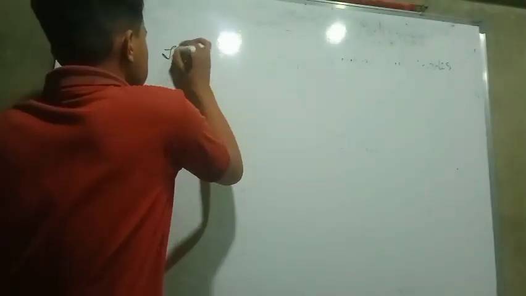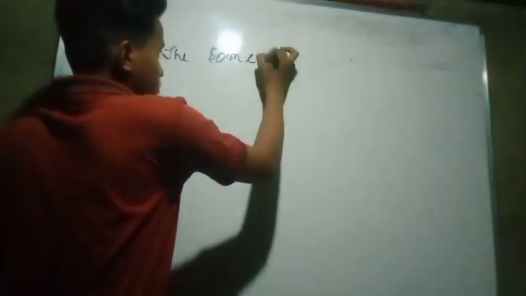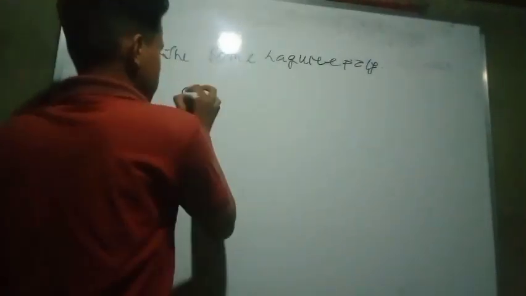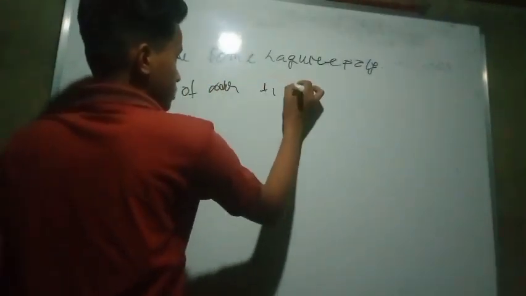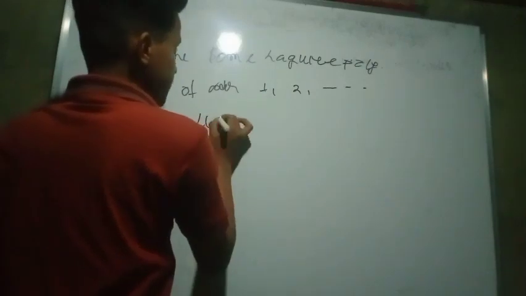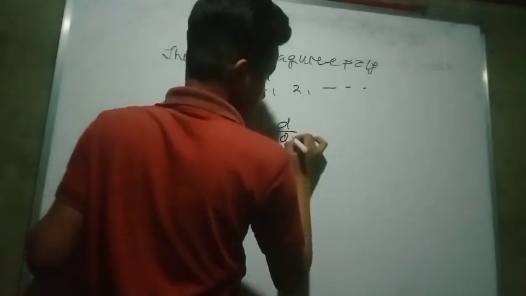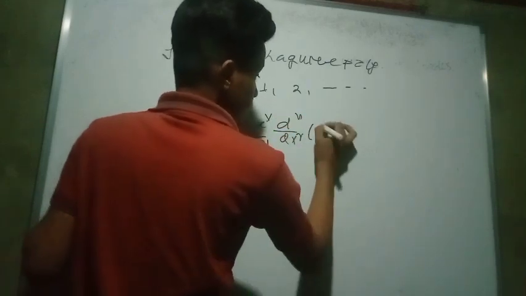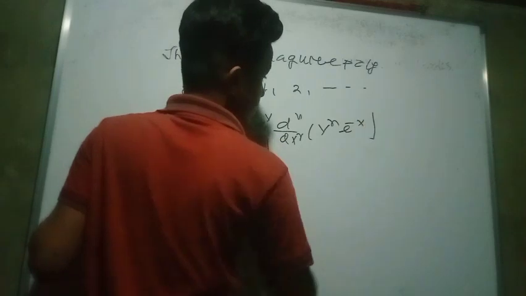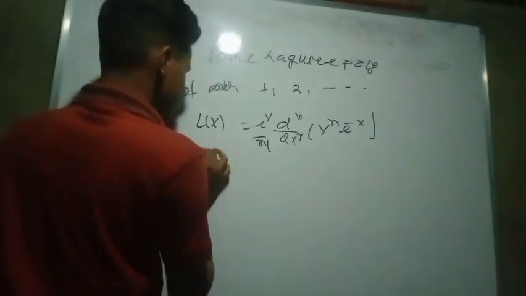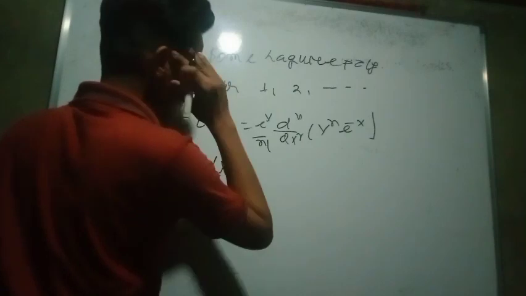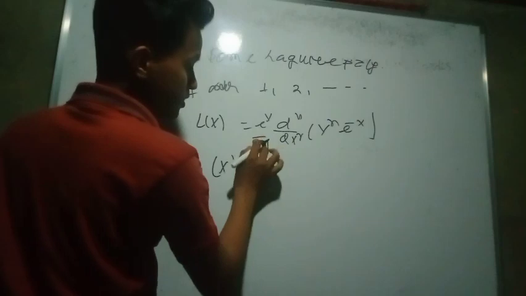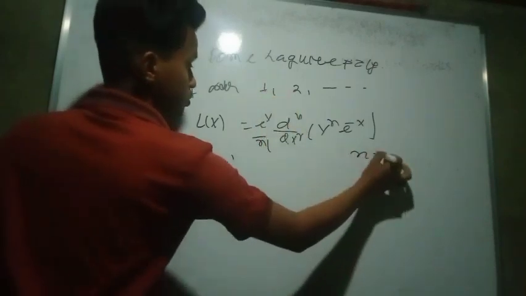So let's find the Laguerre polynomials of order 1, 2, 3. We have seen that the Laguerre polynomial is given by e to the power x upon n factorial, d^n by dx^n of x^n e to the power minus x. So let's find L0 first, the zero order. If n is 0, it gives 1.